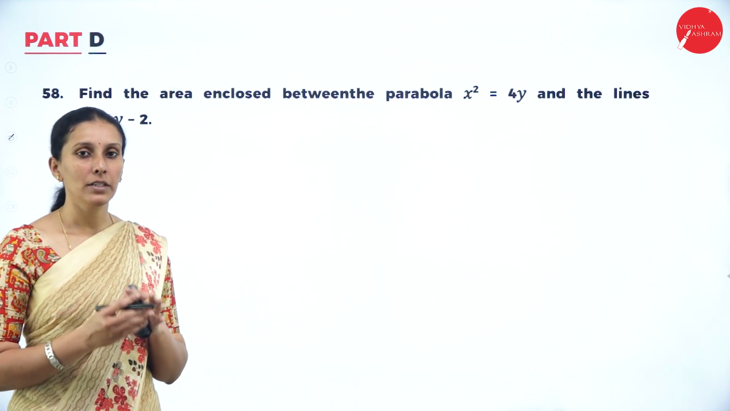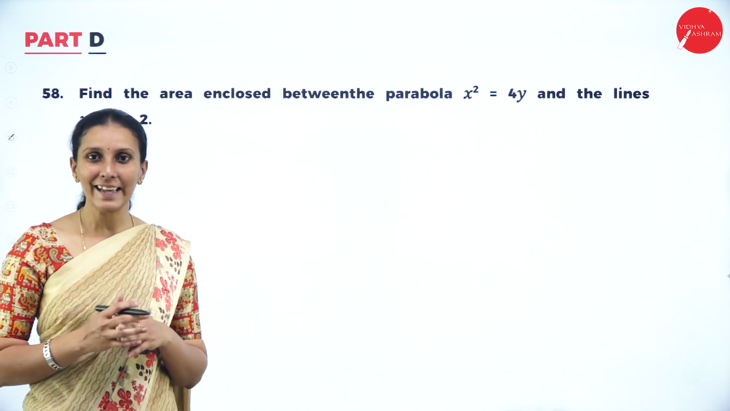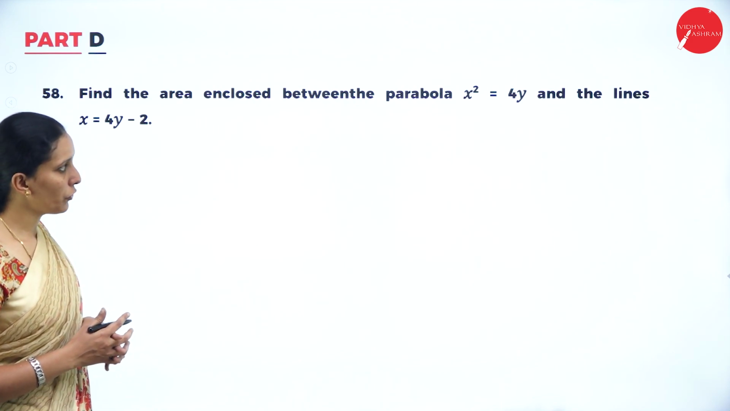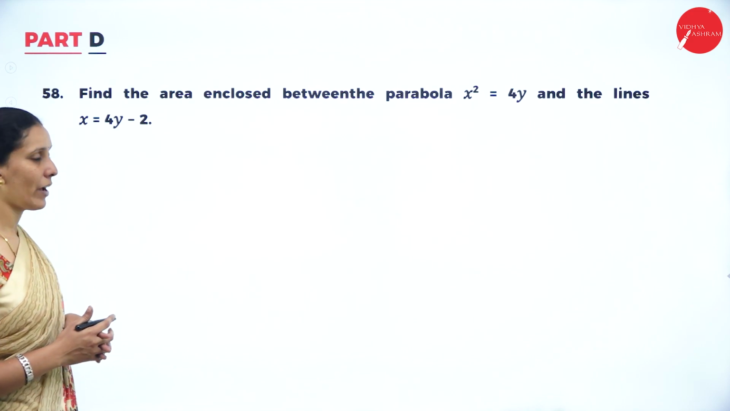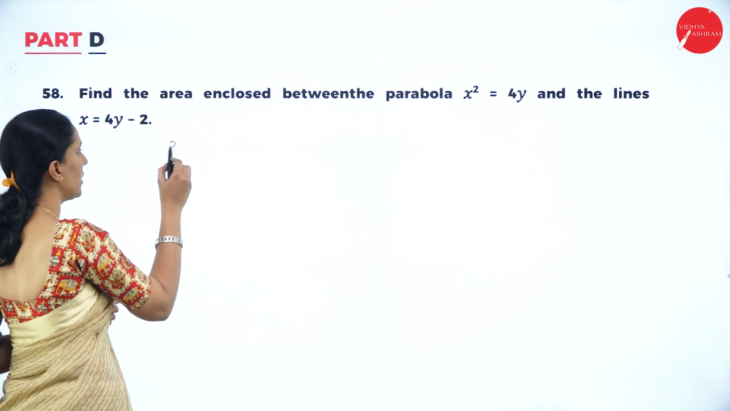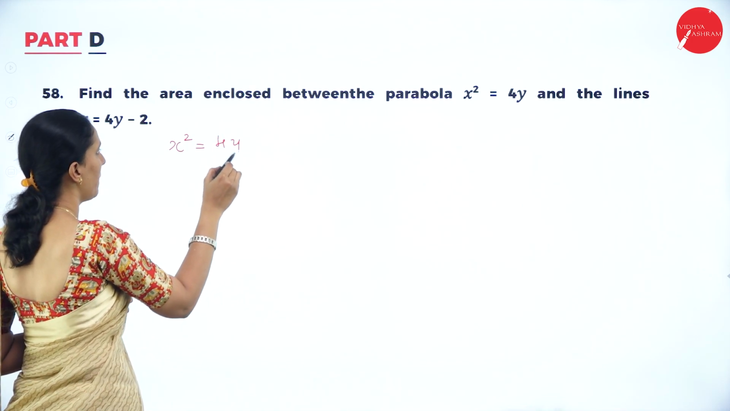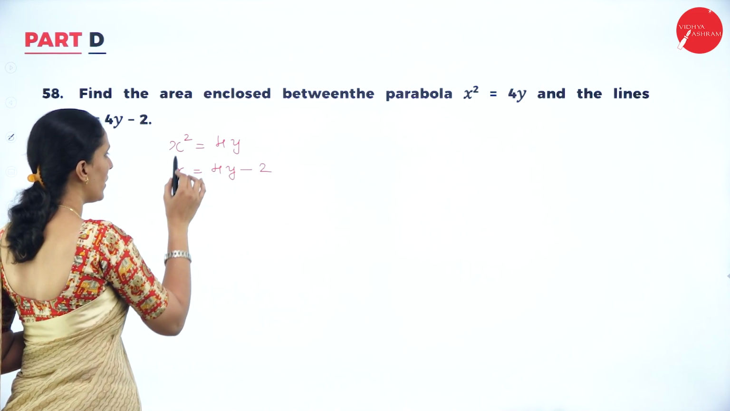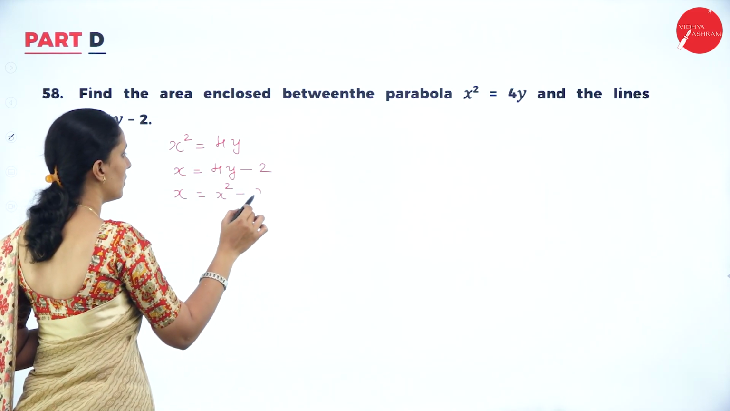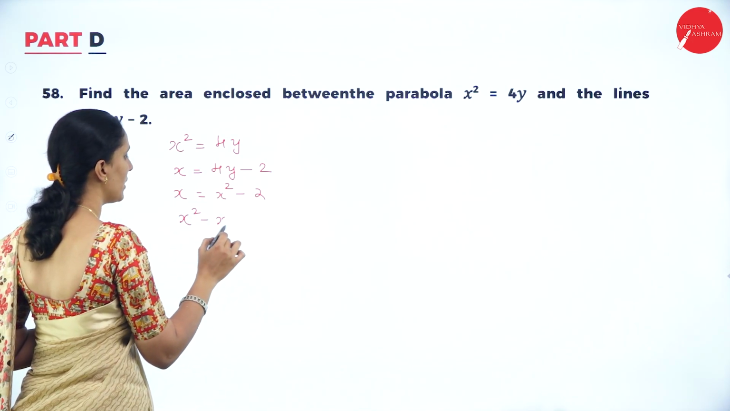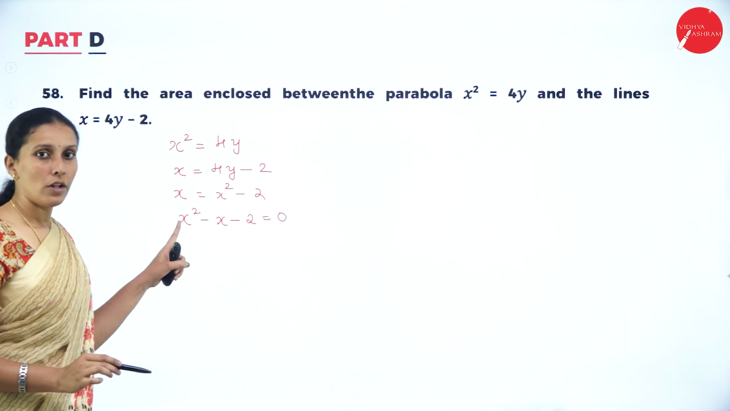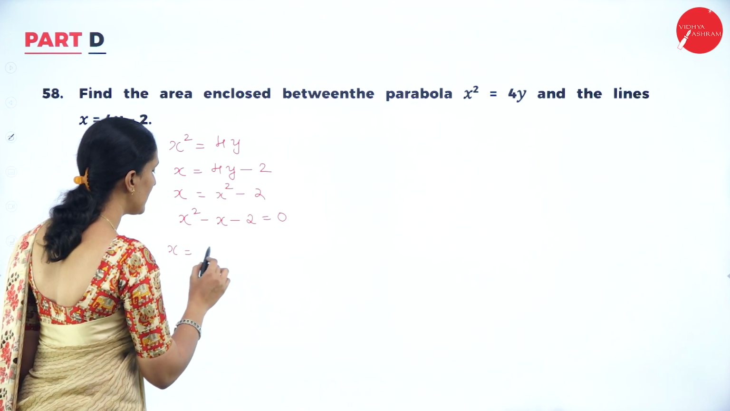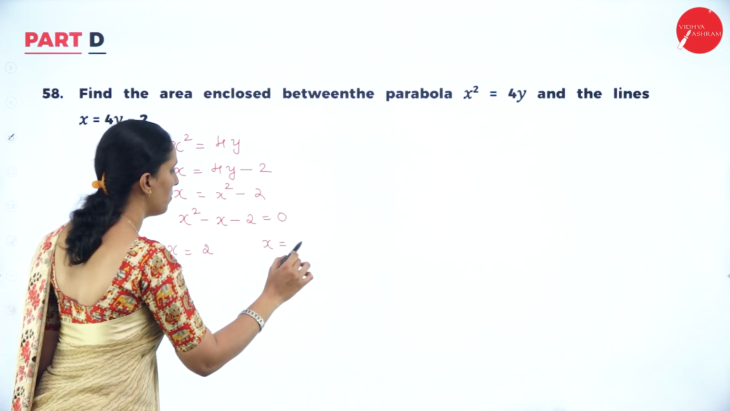Next we have a question from the definite integrals, that is to find the area under the curves. Find the area enclosed between the parabola x square is equal to 4y and the line x is equal to 4y minus 2. So we have two equations here, x square is equal to 4y and x is equal to 4y minus 2. If you put 4y as x square here, then you will get the equation x square minus x minus 2 is equal to 0. On solving this, we will get two values for x because it's a quadratic equation. We'll get x is equal to 2 and x is equal to minus 1.